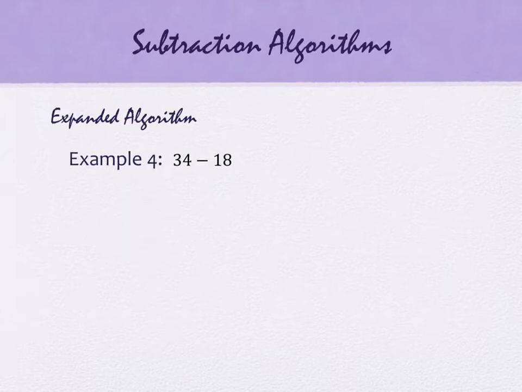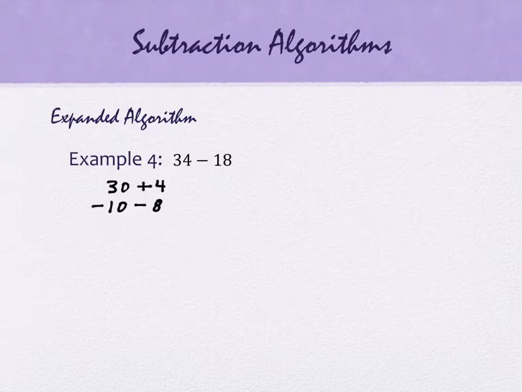It's a little clearer if I do the in-between of the concrete model and the standard algorithm. It's called the expanded algorithm, and we did this before as well, where we take the 34 and break it apart into 30 plus 4. And we take the 18 and break it apart into 10 plus 8. But we're subtracting, so we're subtracting off the 10 and subtracting off the 8. The problem still remains that I can't do 4 minus 8 because the 4 is smaller than the 8.